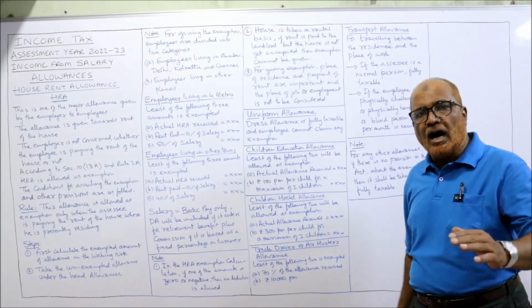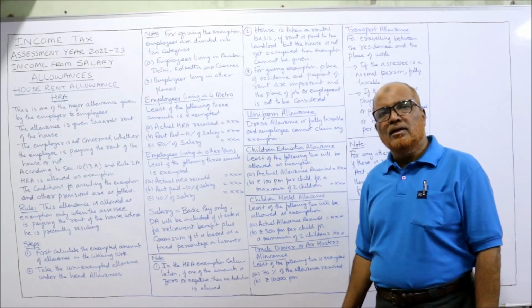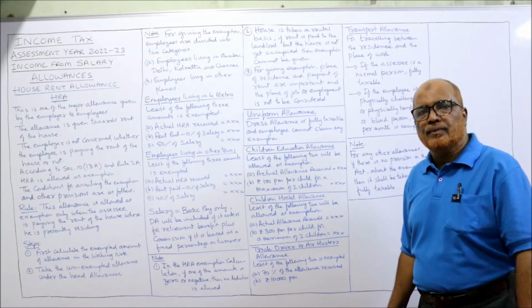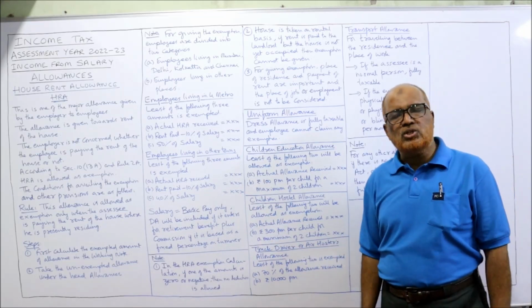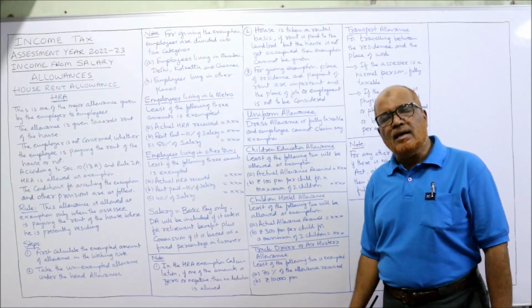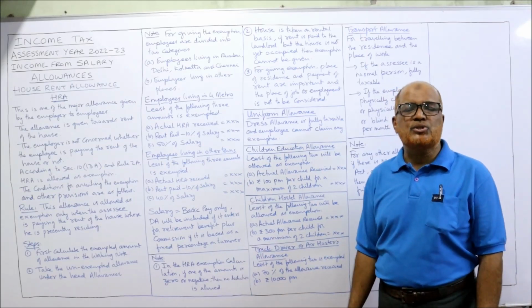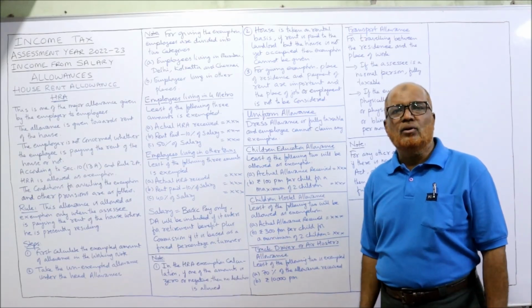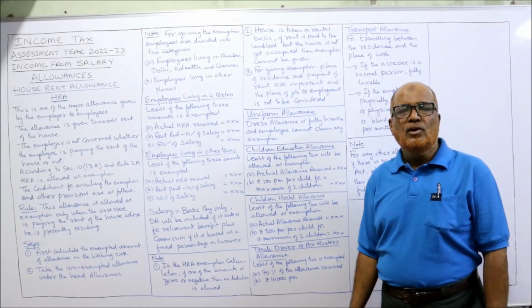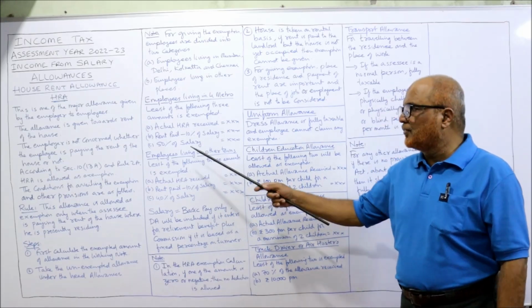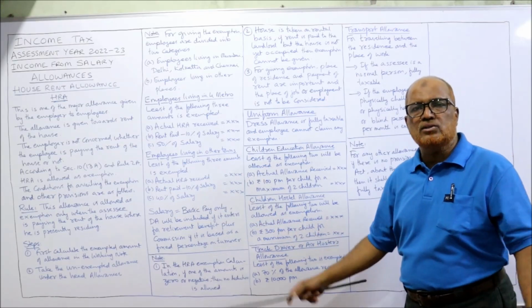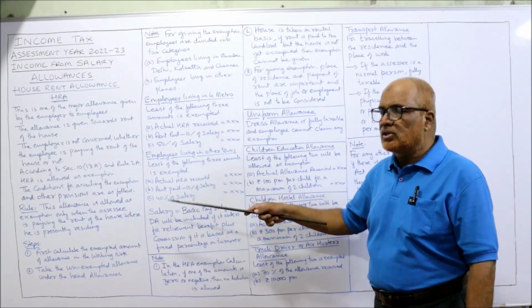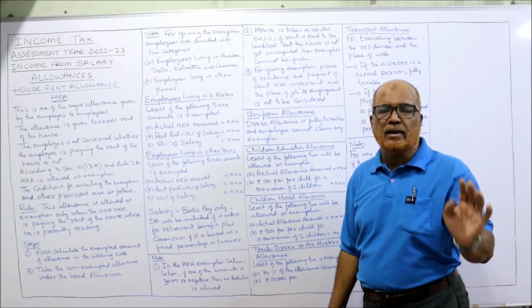For the employees living in other towns, again, the least of the following 3 will be exempted. First one same, actual HRA received. Second one same, rent paid minus 10% of salary. Third one, 40% of salary. For metropolitan cities, it is 50% of salary. For other towns, it is 40% of salary. That's all. Only these provisions you have to remember for HRA.